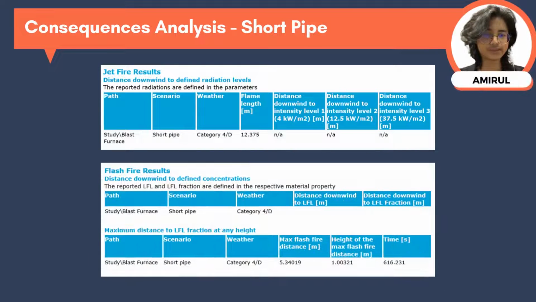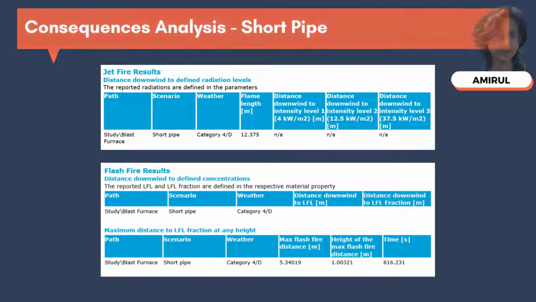Aside from toxic substance release, jet fire and flash fire also occur when there is an ignition source. For the jet fire, the flame length will be 12.4 meters from the source, while the flash fire has 5.3 meters for the maximum flash distance, with a height of 1 meter.